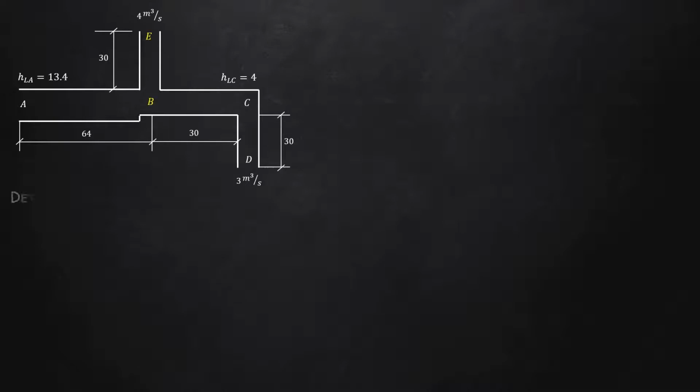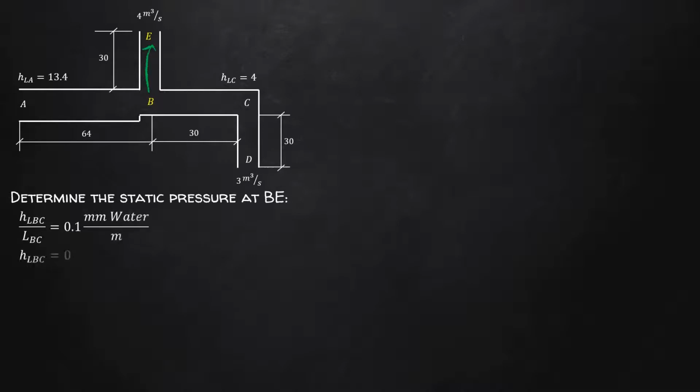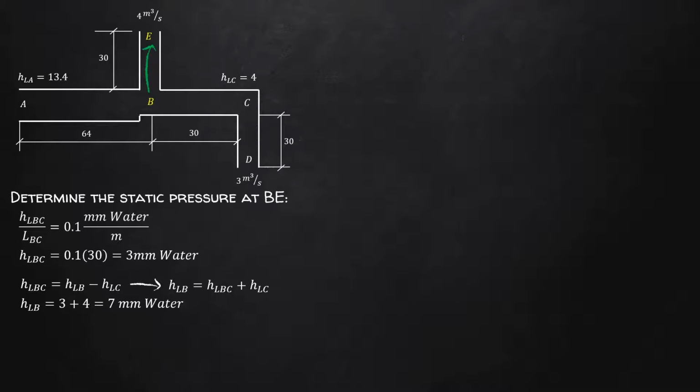This time, we need to find the static pressure at BE. The static pressure at BC is equal to 3 mm of water. Using the formula static pressure at BC is equal to static pressure at B less static pressure at C, we can get the value of the static pressure at B which is equal to 7 mm of water.